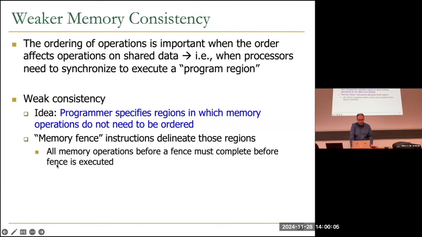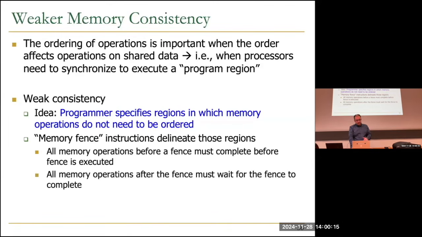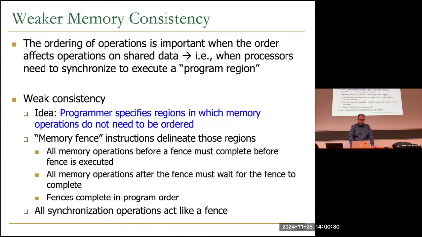All memory operations before a fence must complete before the fence is executed. So before a fence, there are some memory operations, and all of these need to be done. Then all memory operations after the fence must wait for the fence to complete. So that's our model, essentially. And the fence completes in program order. It's also very similar to a barrier. In some ISAs, they call it a memory barrier.